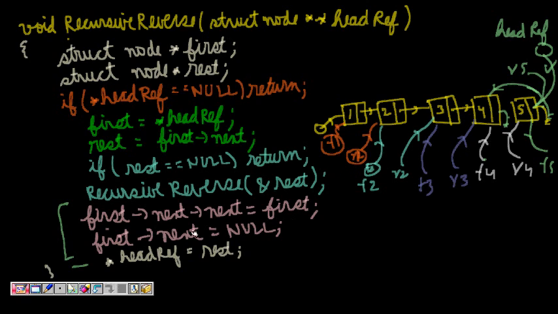So now what happens? Now we return to the next level, which is F3 R3. So we take the same color. So F3 R3. So now we have this F3 and R3. So now what happens? F3 first next next is equal to first. So it comes here, and now what happens? First next is equal to null. So first next becomes null, and that is gone.